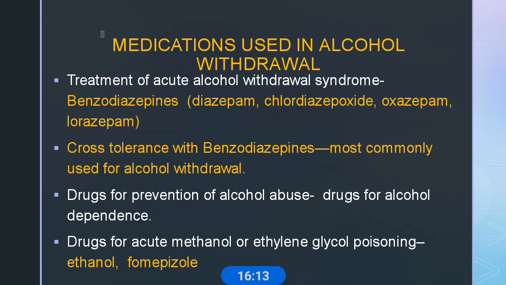Then what are the medications used in alcohol withdrawal cases? The important point about the treatment of alcohol withdrawal is that it is caused by the removal of CNS depressants, that is alcohol. Most CNS depressant drugs are effective, but benzodiazepines have the highest margin of safety and lowest cost, so this class is preferred. Another important advantage of selecting benzodiazepines in alcohol withdrawal is cross tolerance. Because of this cross tolerance, benzodiazepines are more preferred.